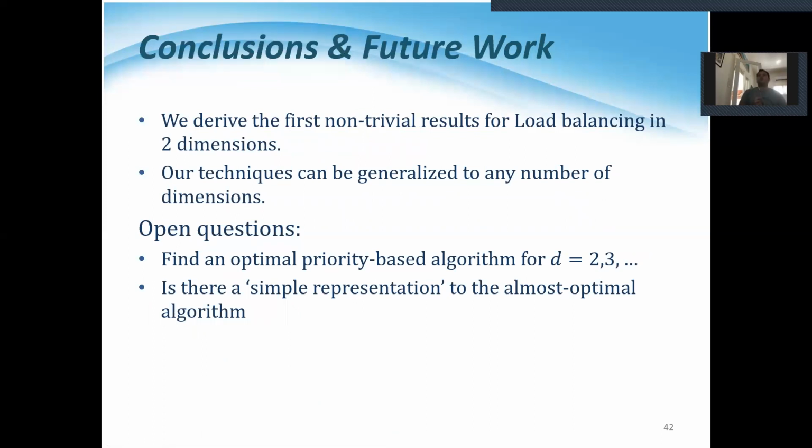So we derive the first non-trivial result for load balancing in 2 dimensions, and our techniques can be generalized to any number of dimensions and a large set of algorithms. A still interesting question is to find the optimal priority-based algorithm for D equal 2, 3. The second part of the result is more theoretically based. We didn't actually compute it, and the question is whether there is a simple representation of the almost optimal algorithm that we proved exists.